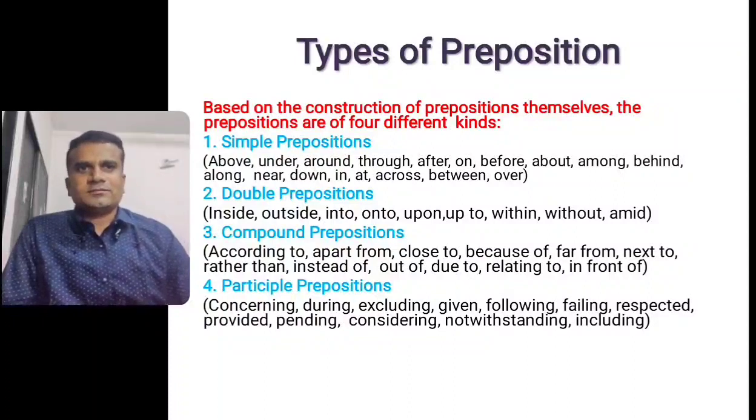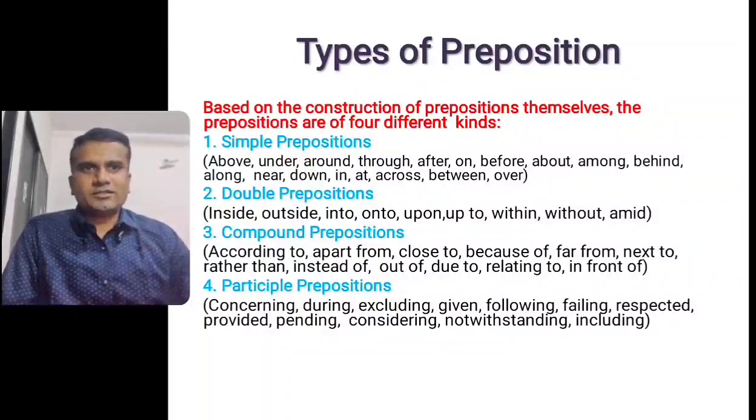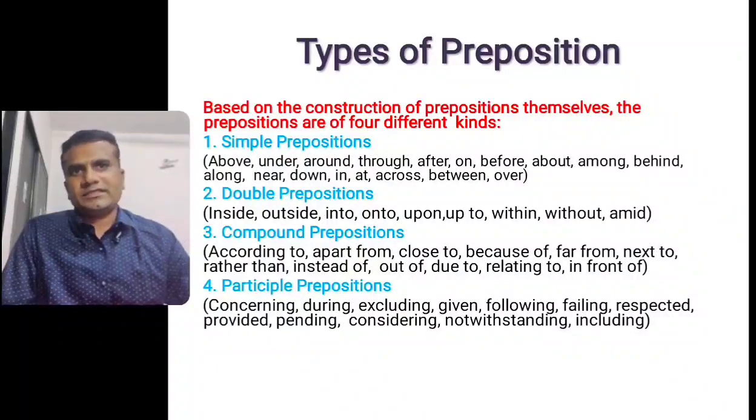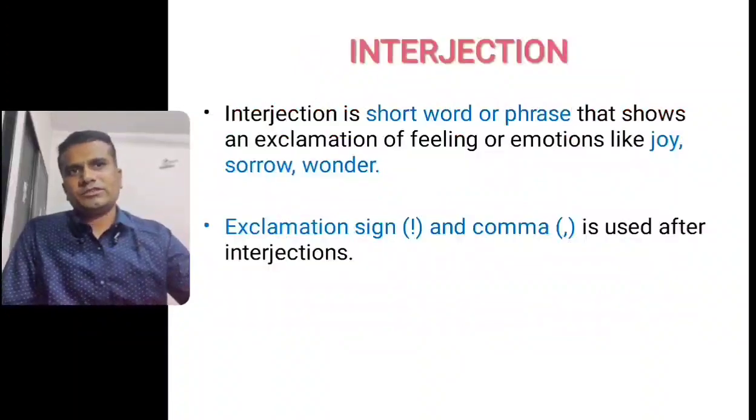The examples of compound prepositions are according to, apart from, close to, because of, far from, next to, rather than, instead of, out of, due to, relating to, in front of. These are the compound prepositions. Finally, participle prepositions. Participle prepositions are concerning, during, excluding, given, following, failing, respected, provided, pending, considering, notwithstanding, including. These are the participle prepositions.